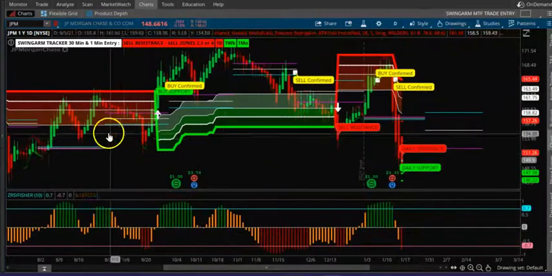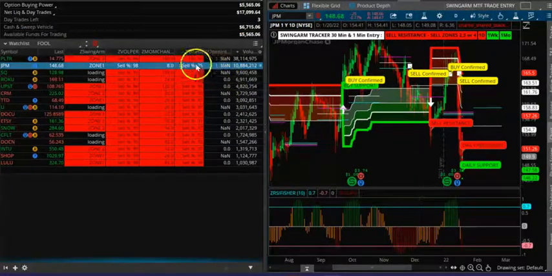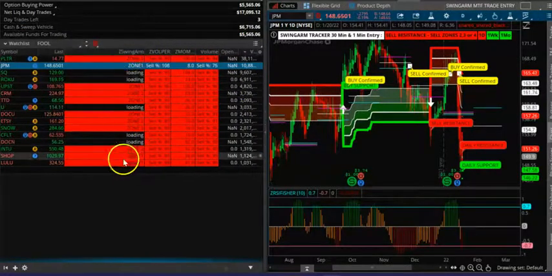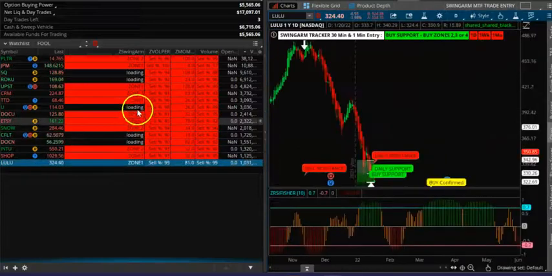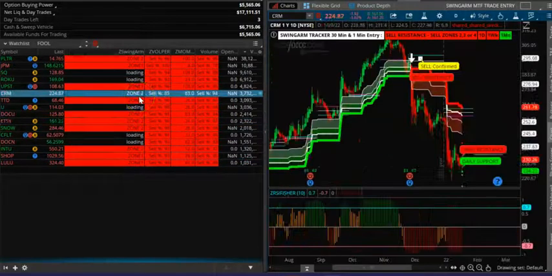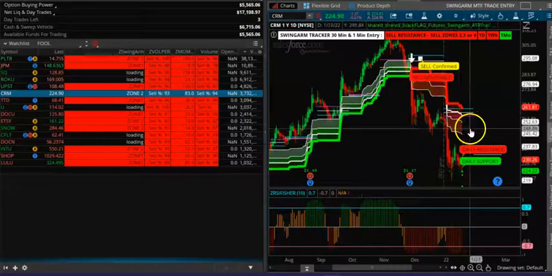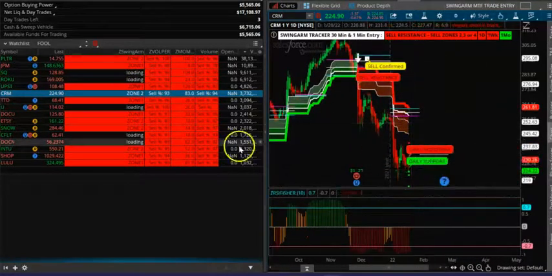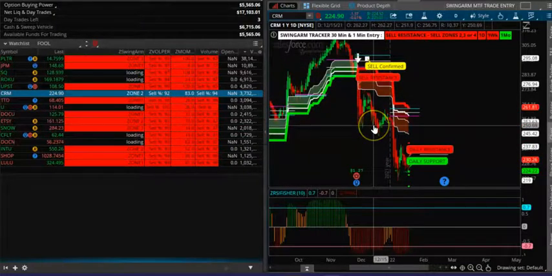We also have a SwingArm watch list indicator. It can give you zone 1, zone 2, showing which zone the stock is in. For example, CRM is in zone 2. Like that you can also see whether it's red or green.